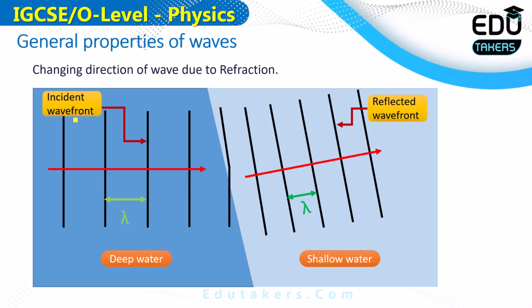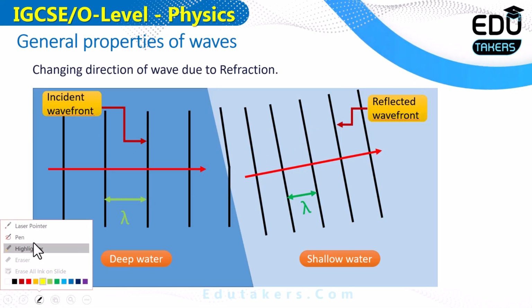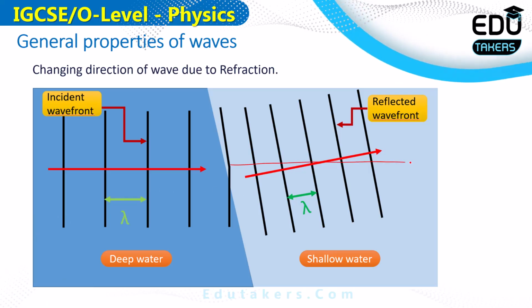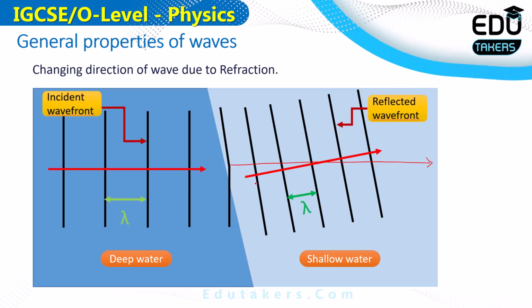In this figure, the incident wavefront and the refracted wavefronts are shown. The incident wavefront would travel in the same direction also in the shallow water, just like this direction. But the direction changes because here is the difference of the density in the deep water and the shallow water. That's why the direction of the wavefront changes, which is basically called refraction.